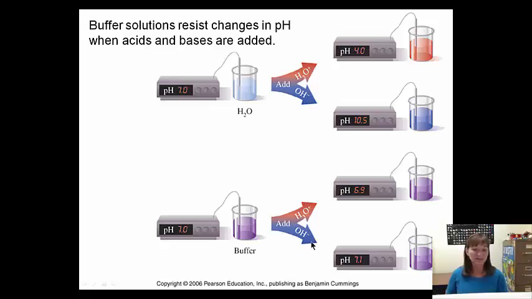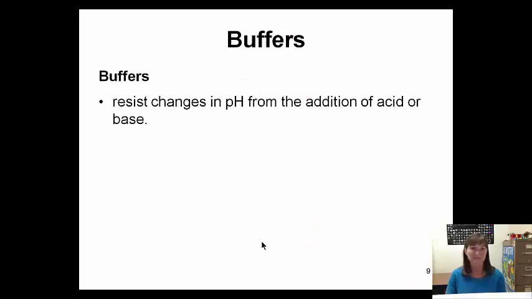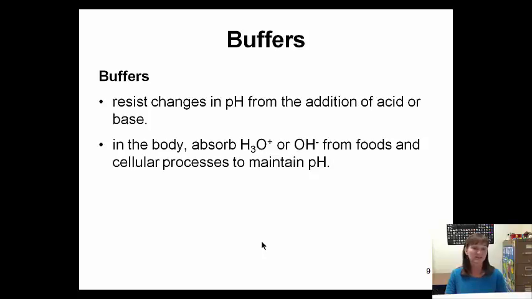If I put base in, so say I put the same amount of base in, the pH went from 7 to 7.1. So once again, just 1/10 of a pH unit. So buffers resist change to pH. And there it is. Buffers resist a change in pH when you add an acid or a base.